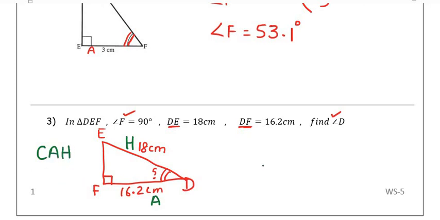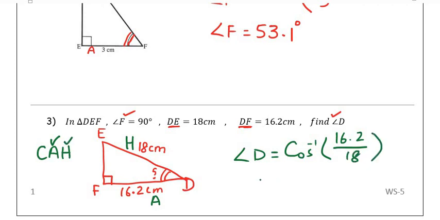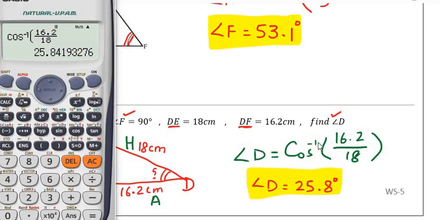CAH can help me. CAH means that I'm trying to find angle D, so it will be cos inverse adjacent first. So adjacent is 16.2, and then we have the hypotenuse, which is 18, and then we have to write all this on the calculator to get the answer. So better get the answer on your own and give it correct to 3 significant figures. So here is the answer for this question. Angle D equals 25.8. You can see from here it's 25.8. 4 says ignore, so we will ignore it.